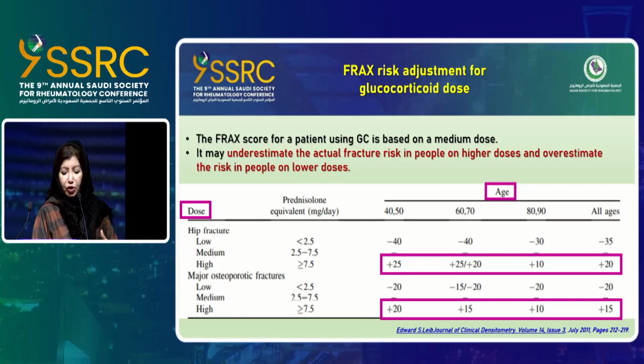Now, there are some issues in diagnosis and management. First of all, if you have access to trabecular bone score, you have to use it because it is superior, like in primary osteoporosis, it is superior to DEXA scan. Also, if you are using the FRAX tool in these patients, you have to make adjustments because the FRAX tool may underestimate the actual fracture risk in people on high doses or overestimate the risk in people on lower doses. So there is a protocol on how to adjust that. You increase the risk by 15, 10, or 25% according to the age of the patient.